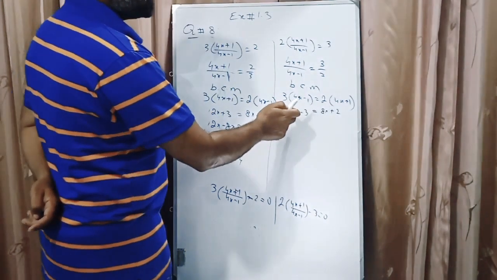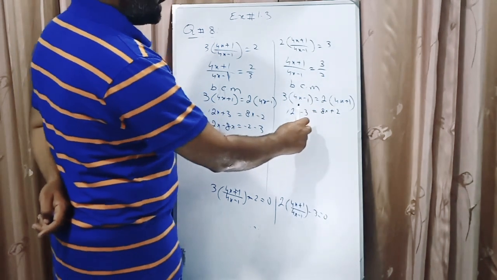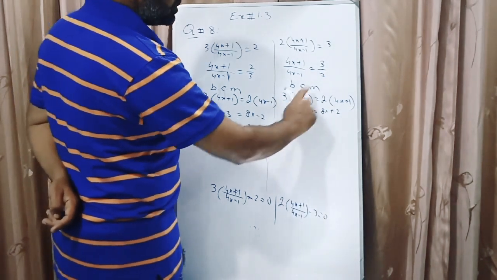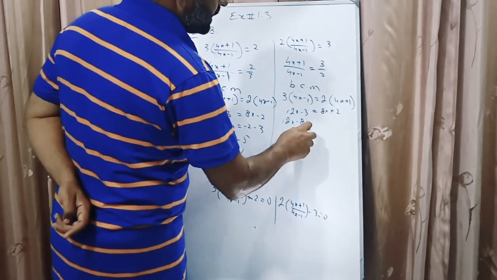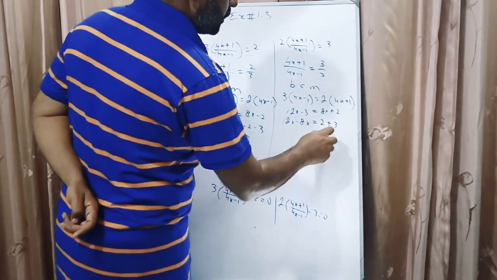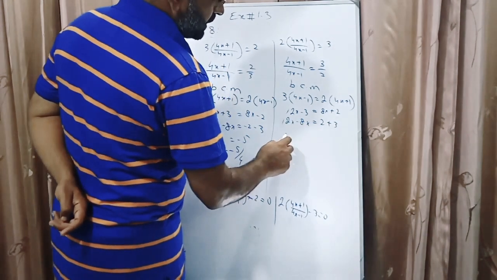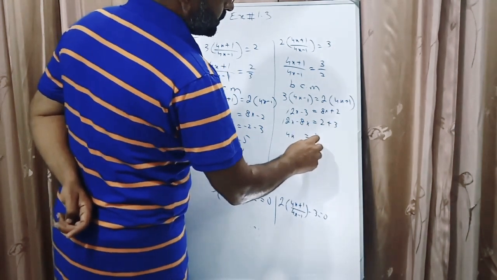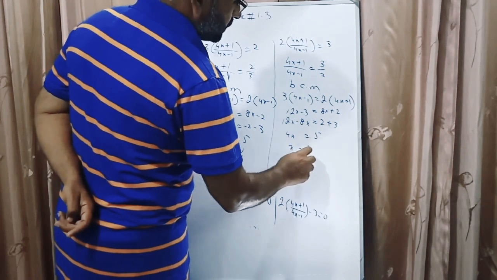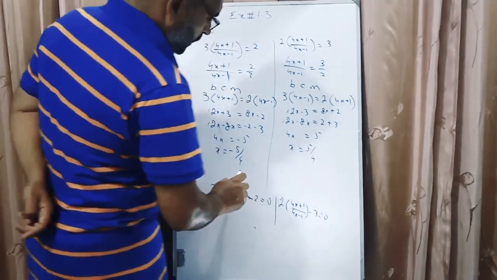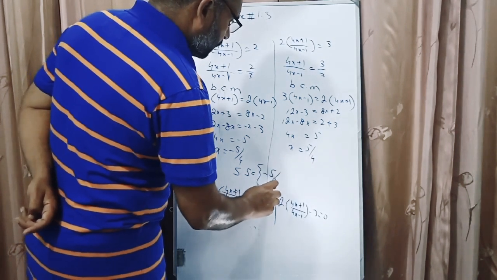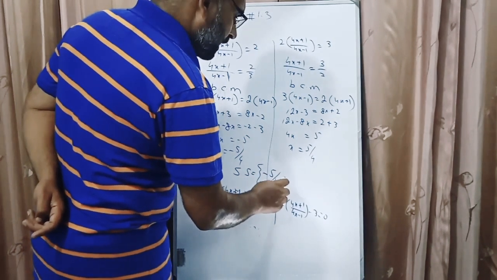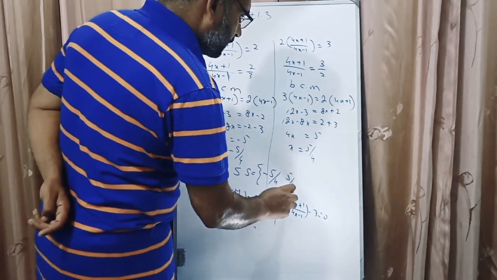Transfer this 8x to the other side to make the like terms on one side, and transfer this minus 3 to the other side and it will become plus. 12x minus 8x is equal to 2 plus 3. 12x minus 8x means 4x is equal to 5 and x is equal to 5 over 4. So our solution set is minus 5 over 4 and plus 5 over 4.